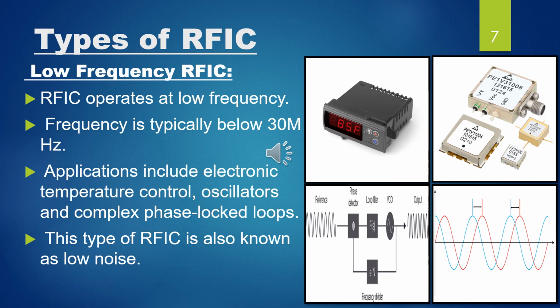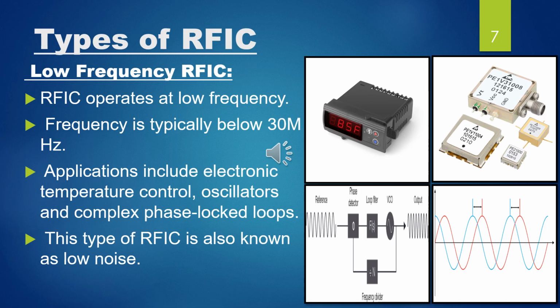Low frequency RFICs are used in applications such as electronic temperature control, oscillators, and complex phase locked loops. Electronic temperature controllers are used with refrigerators or freezers, or appliances like these. So in these types of appliances, in this electronic temperature controller, we use low frequency RFIC circuits, and in oscillators and complex phase locked loops.